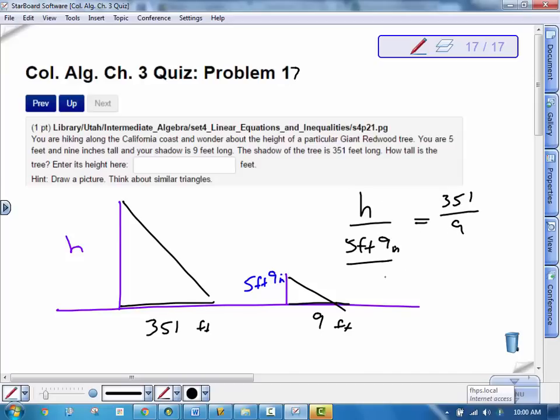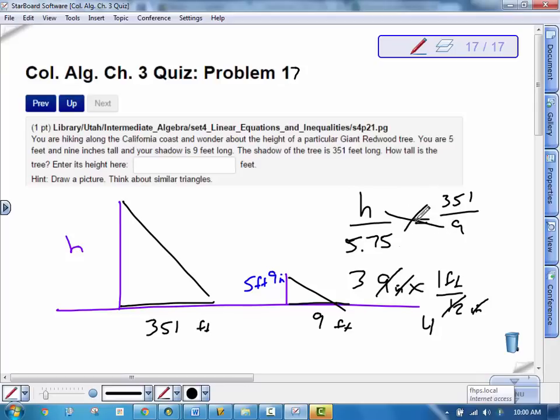Now this 5 feet 9 inches I need to get in just feet. So I'm going to take that 9 inches and convert it to feet by multiplying by 1 foot is equivalent to 12 inches. The inches cancel. 3 goes into this 3 times, into this 4 times, so it's 3/4 or 0.75. So I'm going to take that 0.75 and add it to the 5. So I have 5.75 feet. And then that way I'm in feet. And I can multiply both sides by 5.75 to get rid of this. And that gives me my answer, which is 224.25 feet.